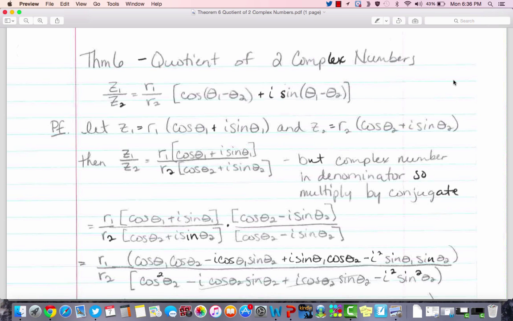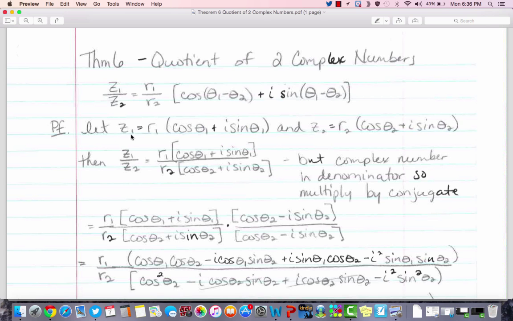Okay, this is the proof of Theorem 6, which is the quotient of two complex numbers. The theorem says that z1 divided by z2 is r1 over r2 times the cosine of theta 1 minus theta 2 plus i sine theta 1 minus theta 2.